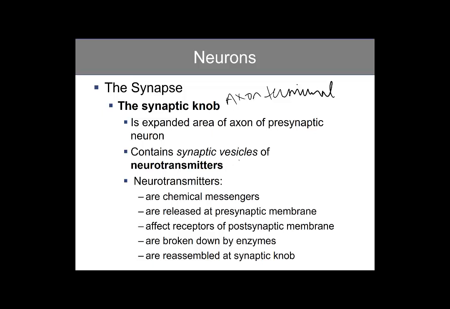And recall that the only neurotransmitter that we've identified is acetylcholine. Neurotransmitters are chemical messengers released at the presynaptic membrane to affect their receptors on the postsynaptic membrane. They tend to be broken down by enzymes, and if you recall, the enzyme that breaks down acetylcholine is acetylcholinesterase, and then they're able to be reassembled at the synaptic knob for use later.